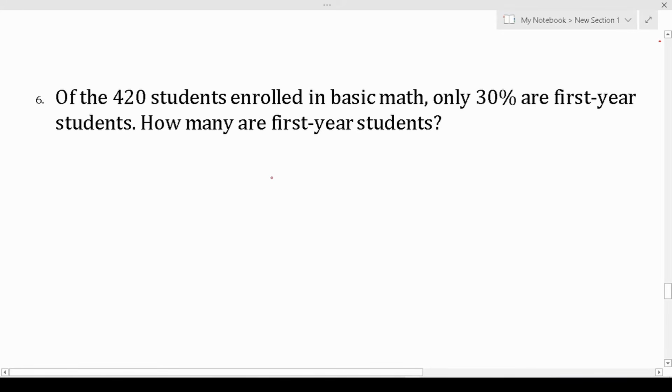All right, so number 6 says, of the 420 students enrolled in basic math, only 30% are first-year students. How many are first-year students? Okay, so in this case, we want to rephrase this as this. What number is 30% of 420? And again, what number N is equal of multiply.